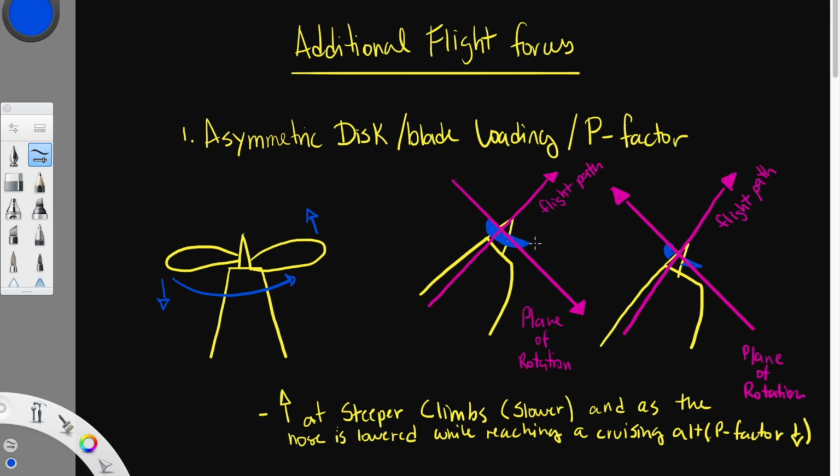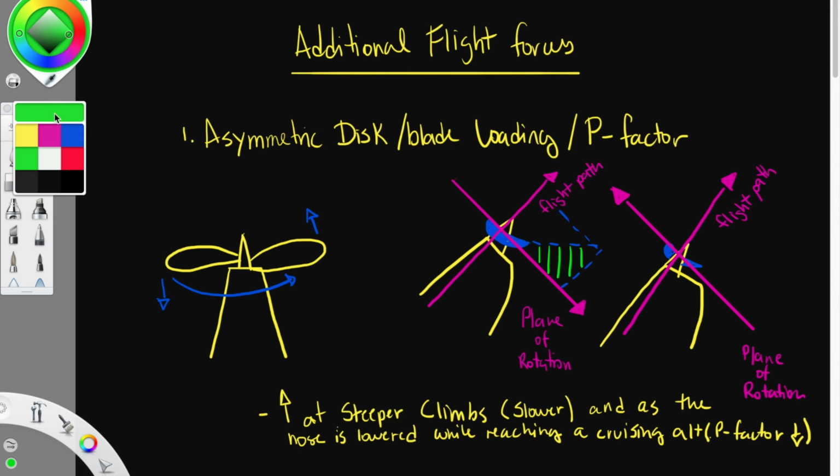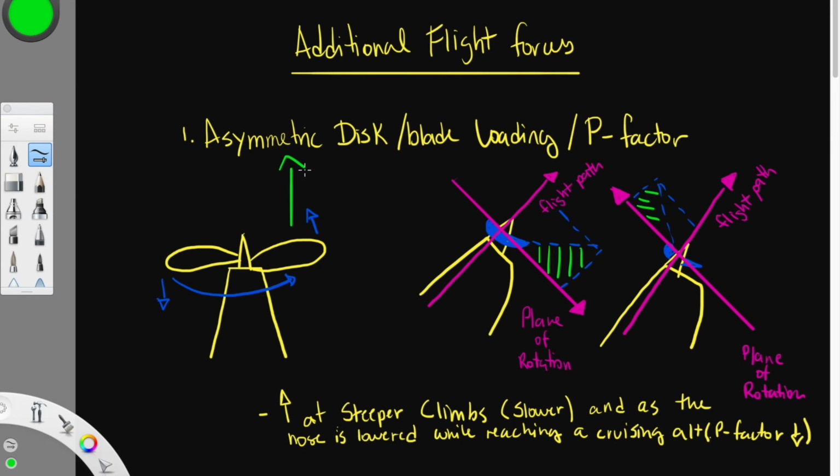The descending blade takes a bigger bite out of the air than the ascending blade because it's got a higher angle of attack. So the descending blade over here takes a much bigger bite, here is the area, than the ascending blade, as you can see from this side over here. What happens with this is it creates a differential thrust, or differential force, in the right side having a bigger bite. And what happens here is it causes the airplane to yaw or nose over to the left.